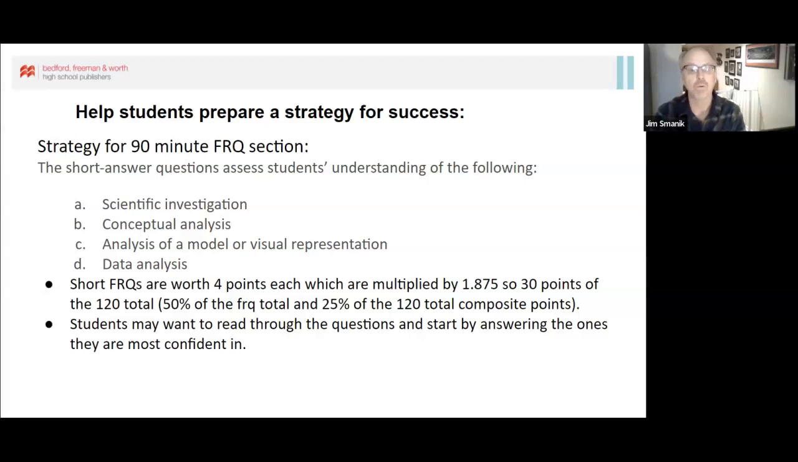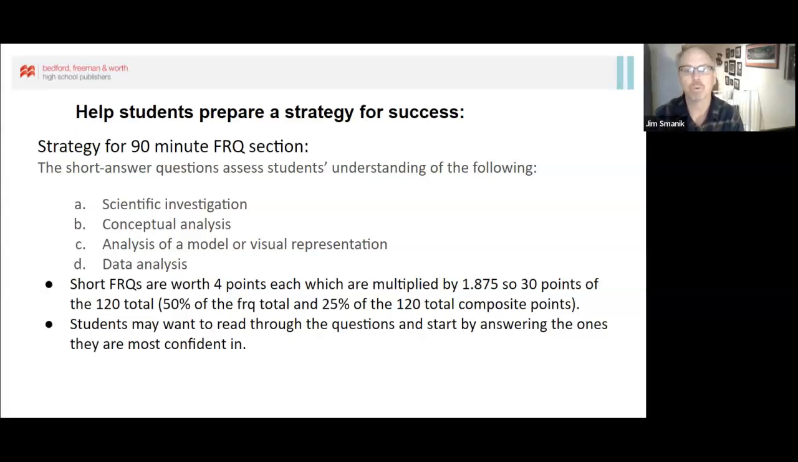Okay, what do they need to know? Yes, science, process of science. And obviously they're going to have to be able to make those connections between the models or the data analysis to what they learned. So good biology.